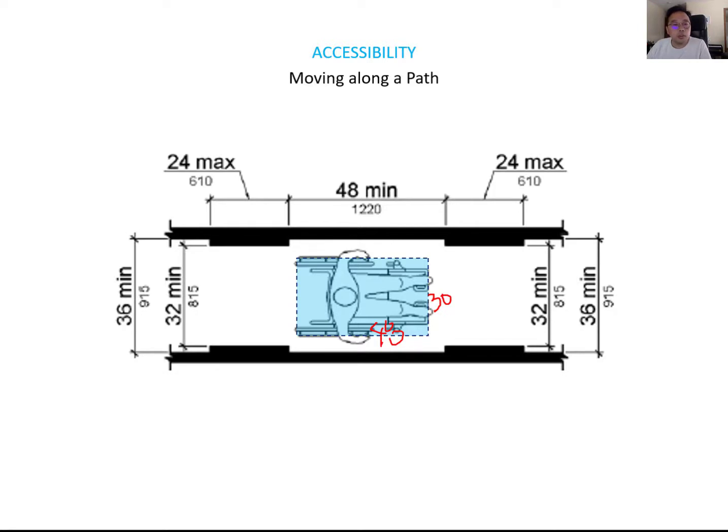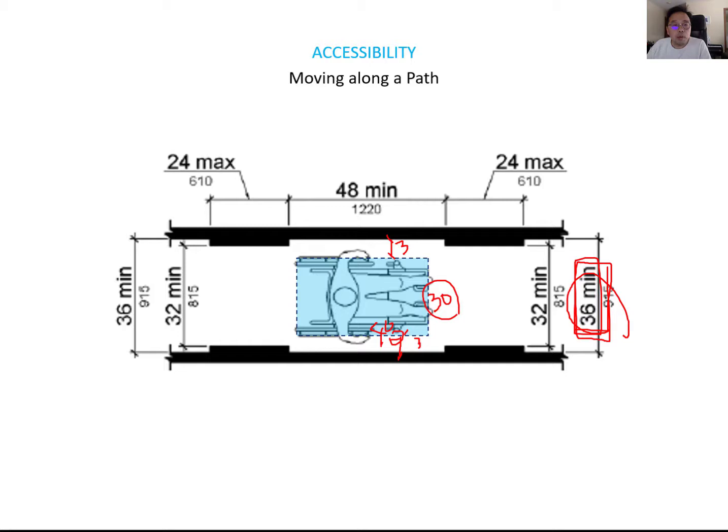Your passageway has to provide a minimum of 36 inches. This means they consider giving an extra 3 inches next to the wheelchair. So the wheelchair clear dimension is 30 inches, and then they provide extra space, which is 3 inches and 3 inches. That's why the passageway has to be at least 36 inches. This is your minimum dimension.